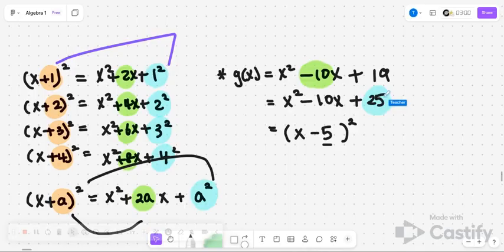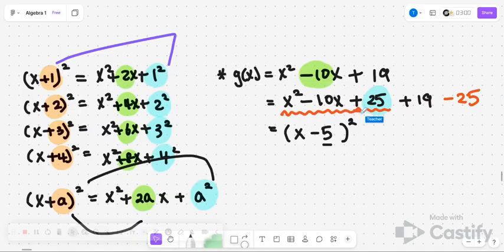But you can't change that function as you want. So what we have to do is undo the change that you just made. We had originally 19, but you've got to get rid of this plus 25. So I'm going to undo it by subtracting it. So 25 minus 25, technically nothing happened. But we need this plus 25 to complete the square.